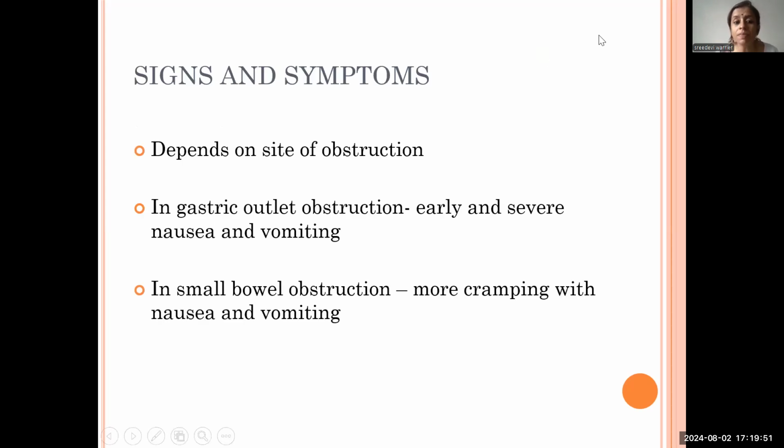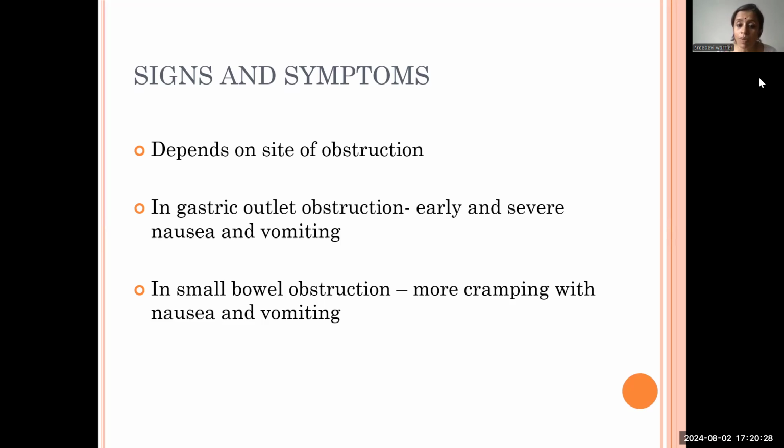So the signs and symptoms depend on the site of obstruction. So without having a lot of investigations at your place, if you are seeing this patient in a home who cannot go and take an X-ray even, these are the things which you can keep in mind to understand whether it is a high level obstruction or a low level obstruction. So again, as I said, in the gastric outlet obstruction, the vomiting and nausea will be early and severe. So the patient will vomit as soon as they take something, and it is severe, with a lot of volume.